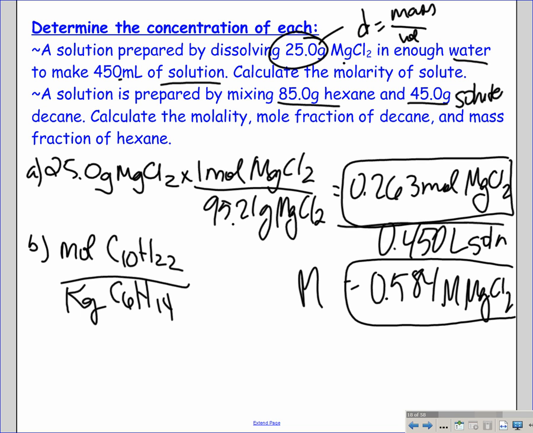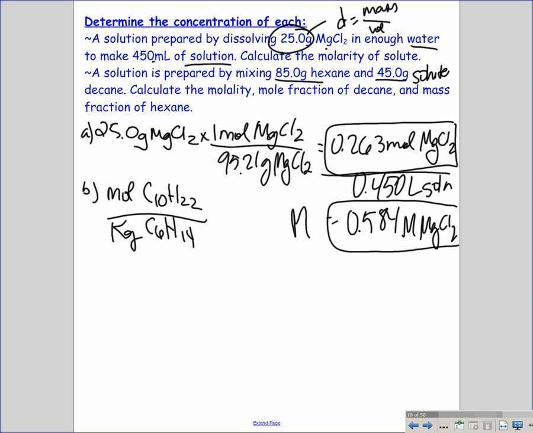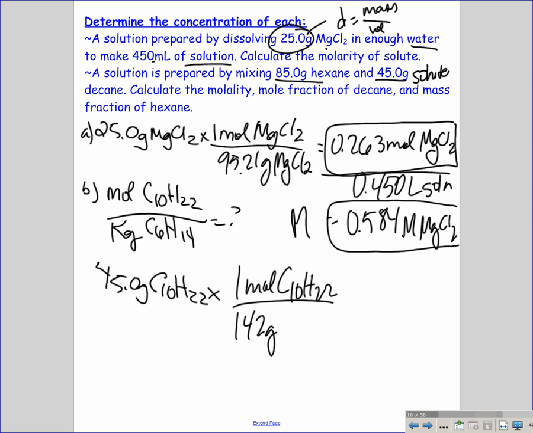I've got 85 and 45. What am I starting with? 45 grams of decane times a molar mass. Do that in your head? 142. I think that's what I got too. Yeah. 1 mole decane is 142 grams of decane, which gives me 0.317 moles of decane.